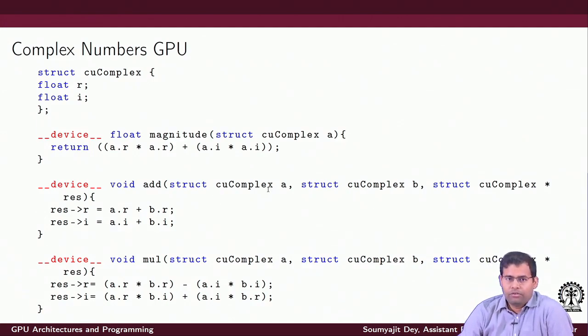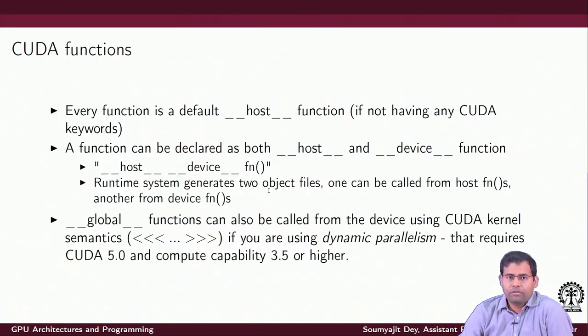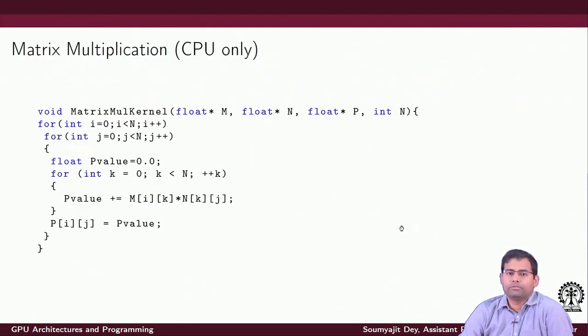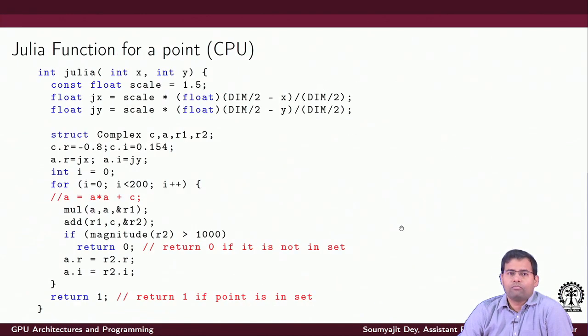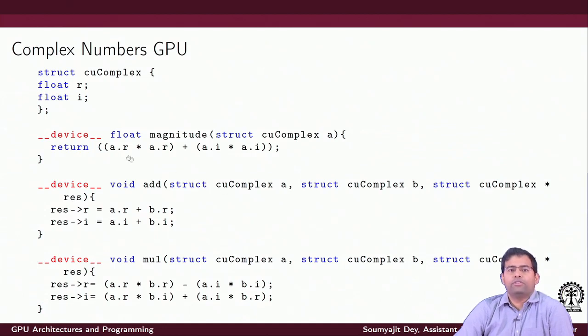Just for your remembrance, let's traverse back to these function declarations. Here we had device type functions which execute on the device and are callable only from device side functions, whereas we have global functions which execute on the device but are callable from host side functions. Here, as you can see, we define some device side functions: one for magnitude, one for addition, one for multiplication.